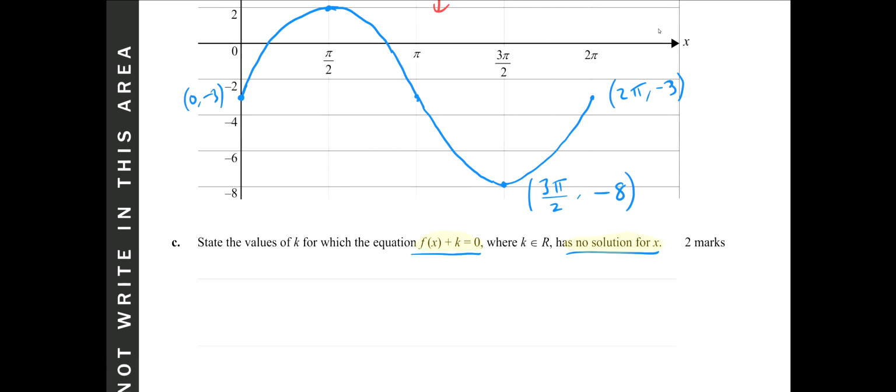So that means that k can be a number that is less than negative 2. So let me just write that out. So k can be less than negative 2 because we're pushing down by more than 2. So in other words, the k value is going to be less than negative 2.